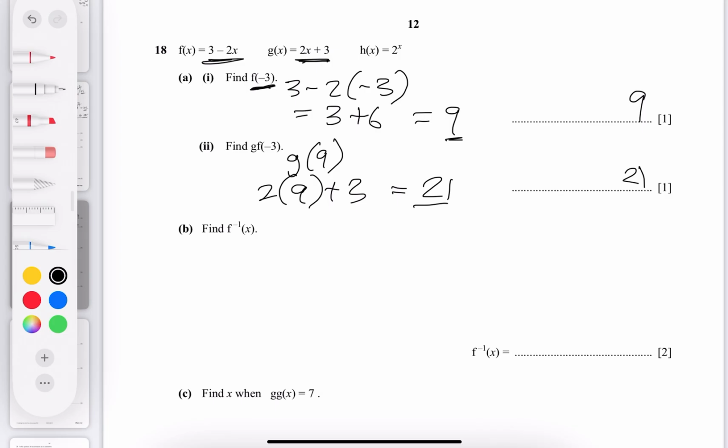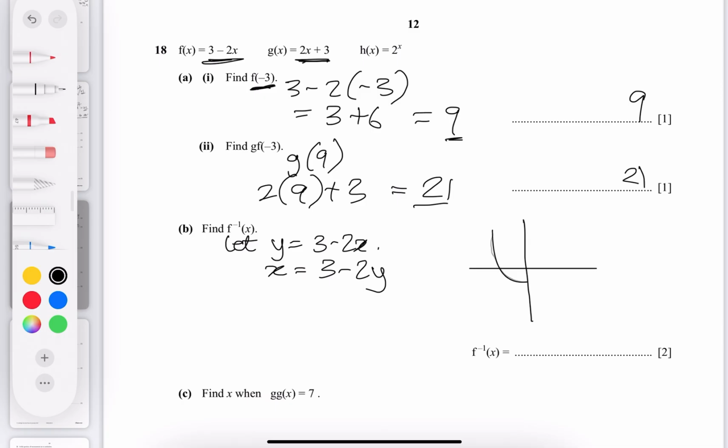Now we have to find f inverse of x. So our process of doing this is, firstly we let y equal 3 minus 2x. And now we flip the variables, so x equals 3 minus 2y. The reason we do this is because whenever we're finding the inverse, what we're basically doing is reflecting in the line y equals x. When you reflect in the line y equals x, the x and y coordinates flip around, hence why we're doing it here.